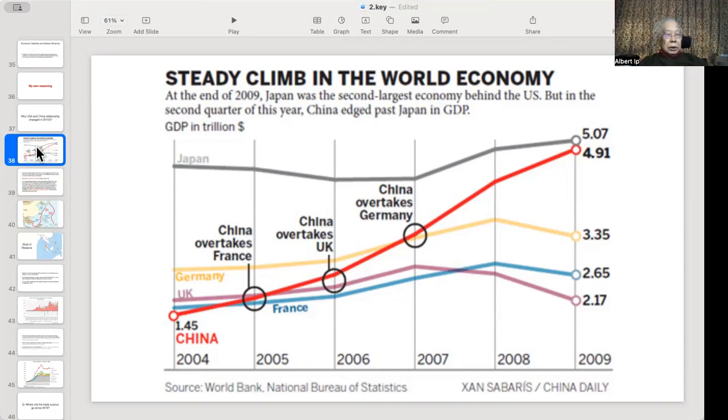China actually becomes the second largest economy by April 2014, which is when China overtook Japan and became the second largest economy. So that's why I say 2010 is a critical time.